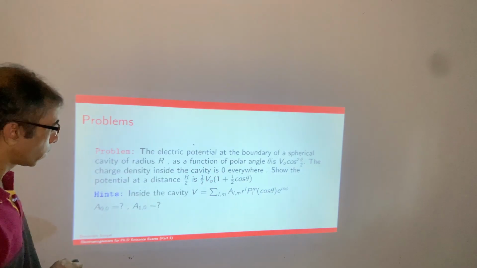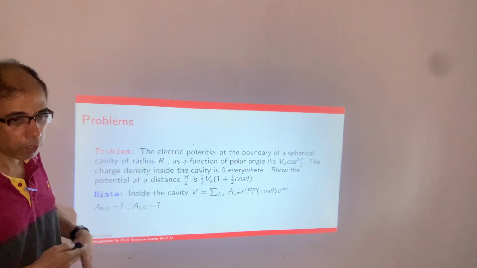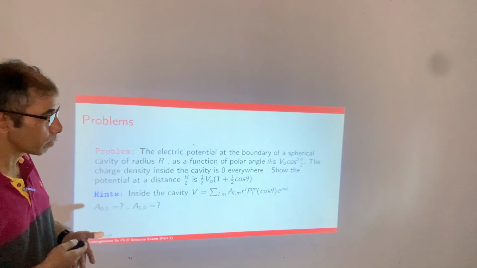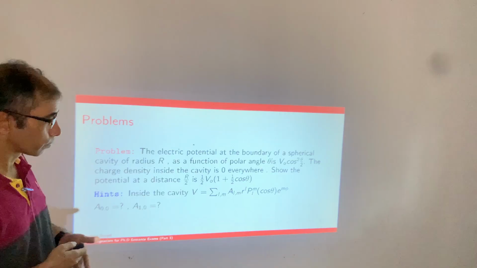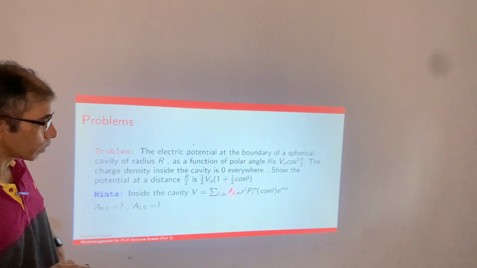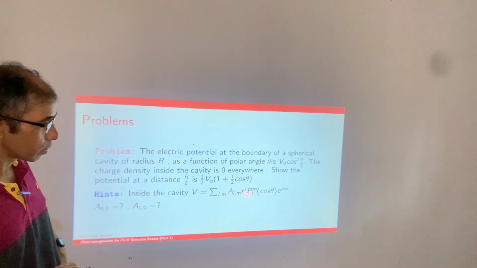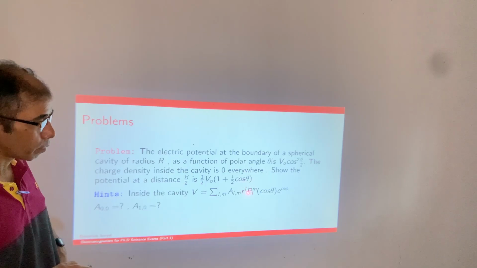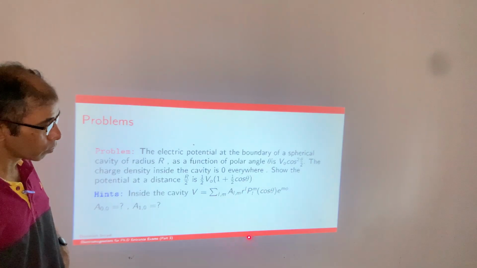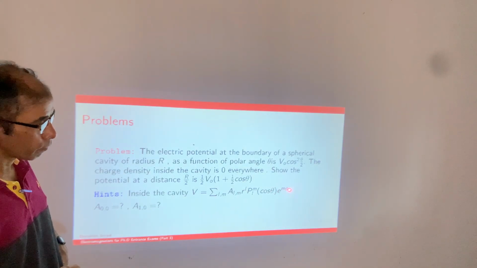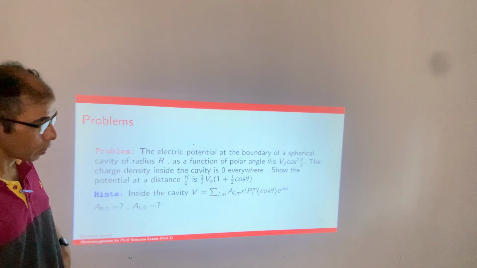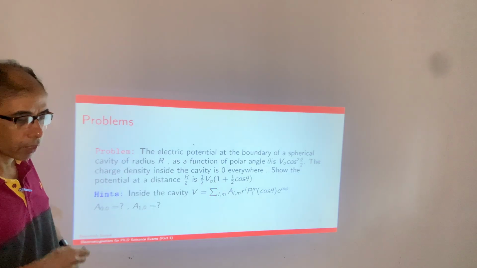So this is straightforward. Inside there is no charge, that means Laplace's equation will be satisfied: del square V is equal to 0. And we know inside the cavity the potential will be of this form: A_lm is some coefficient, r to the power L, P_L^m of cos theta, which is the associated Legendre polynomial, times e to the power i m phi, where m goes from minus L to plus L, and L goes from 0, 1, 2, 3 like that.